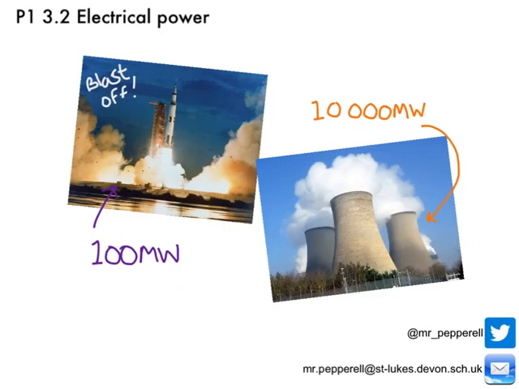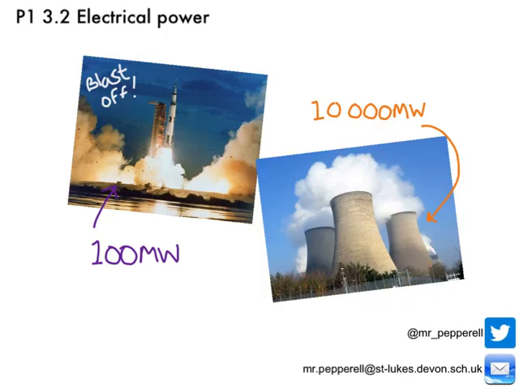So a megawatt is a lot of power, but we can get a lot more powerful than that railway engine there. This is the Saturn V rocket that was used in the Apollo missions, which went to the moon back in the 60s, and the rocket engines of that were 100 megawatt machines. They transferred 100 million watts of chemical energy from the fuel into heat and light every single second. But even that is nothing compared to the average output of your average power station, which is 10,000 megawatts. That's 10,000 million watts of energy being transferred every single second by a power station.